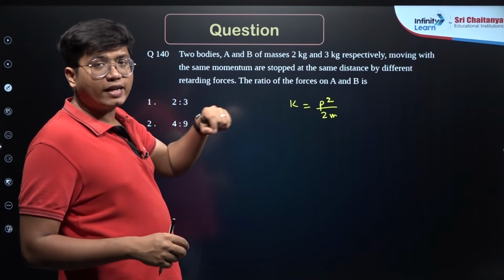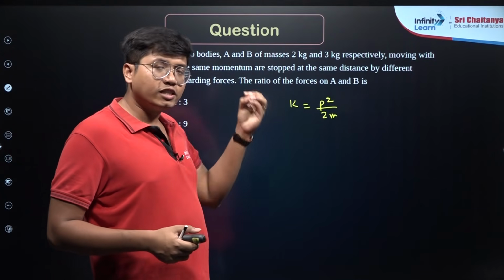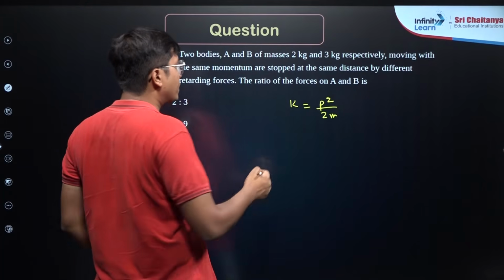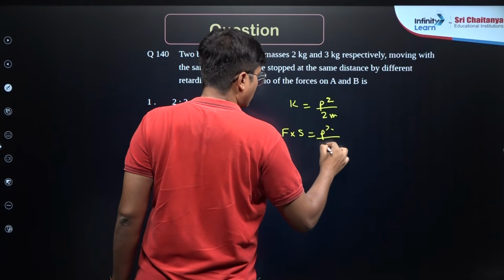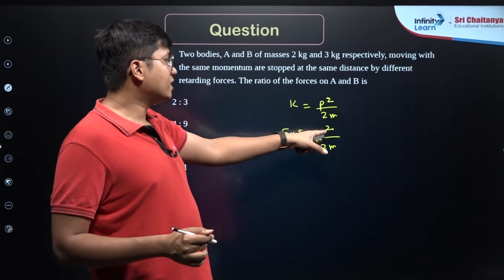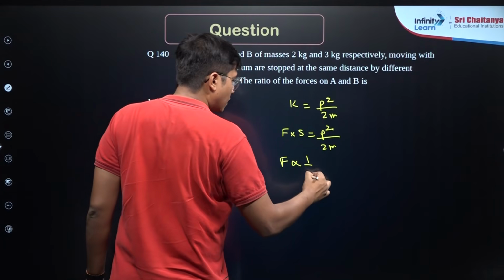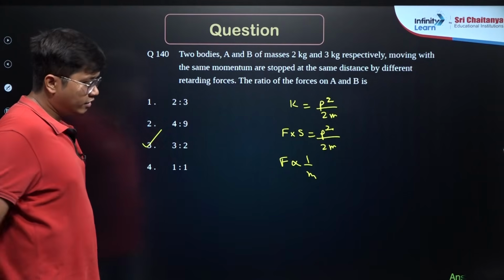Now over here, I know the kinetic energy is equal to the work done, if you want to change the kinetic energy to 0. Work done is force multiplied by displacement. Since it is said that they stop in the same distance, S is the same, and momentum is the same, so your force is just inversely proportional to mass. So the ratio of the masses is 2:3, so the ratio of the forces would be 3:2.